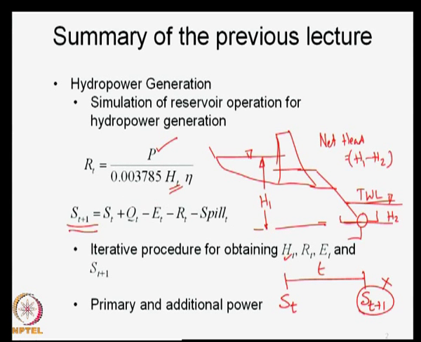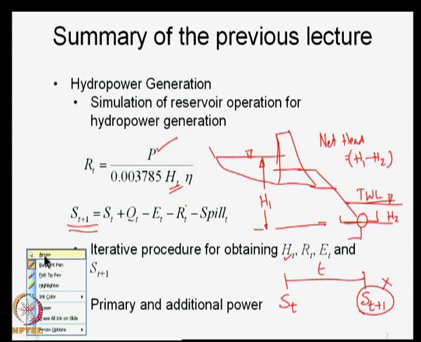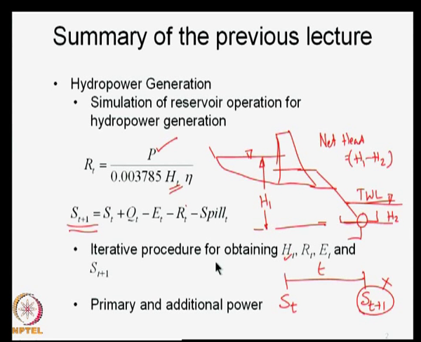The head HT, and therefore the RT, because RT depends on HT, and also ET, which depends on the area of water spread, which is changing from the beginning of the time period to the end of the time period because it depends on the storage, as you can see here. All of these need to be determined simultaneously, and we introduced an iterative procedure for obtaining HT, RT, ET and ST plus 1, all of them simultaneously in the simulation procedure that we saw last time.